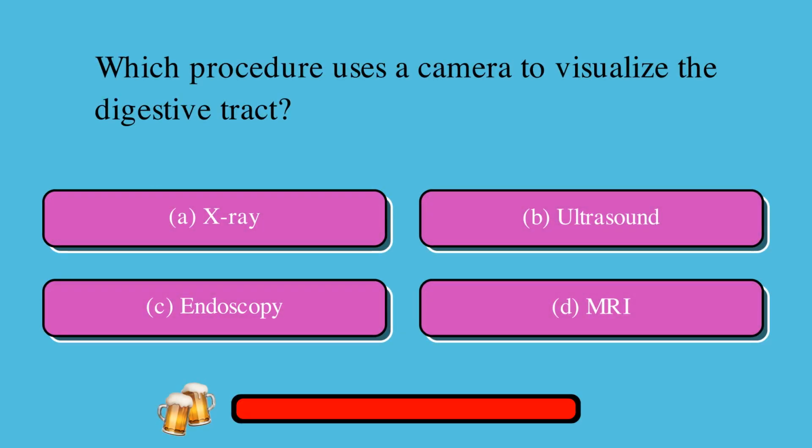Which procedure uses a camera to visualize the digestive tract? A. X-ray, or B. Ultrasound, or C. Endoscopy, or D. MRI. The correct answer is C. Endoscopy.